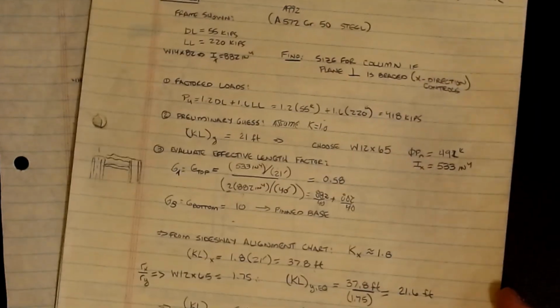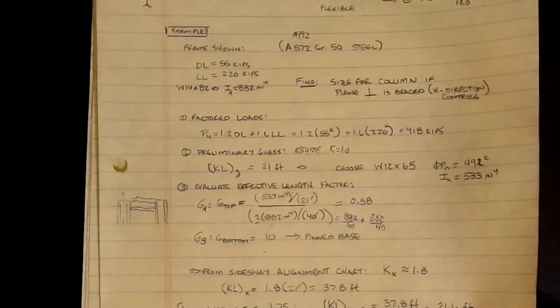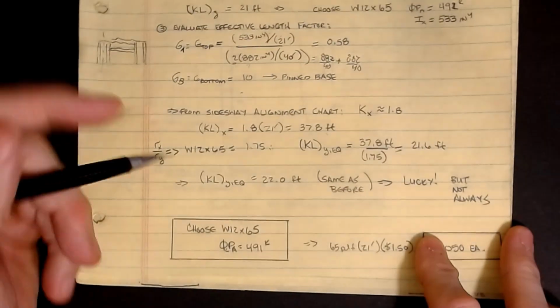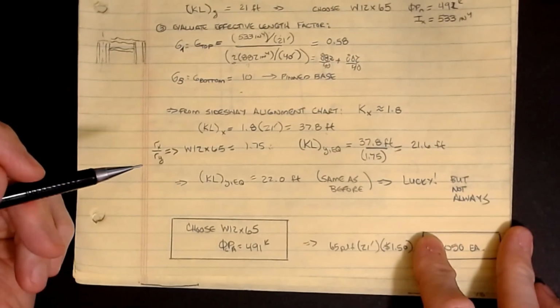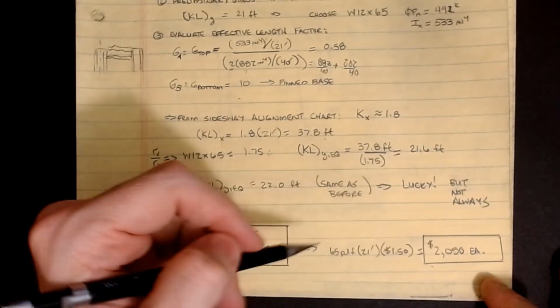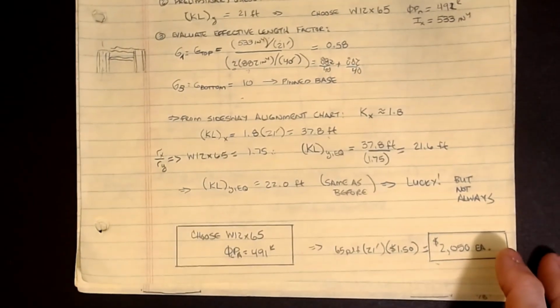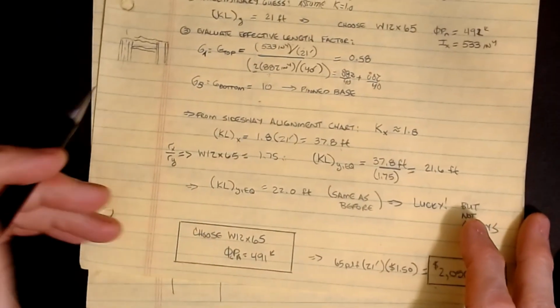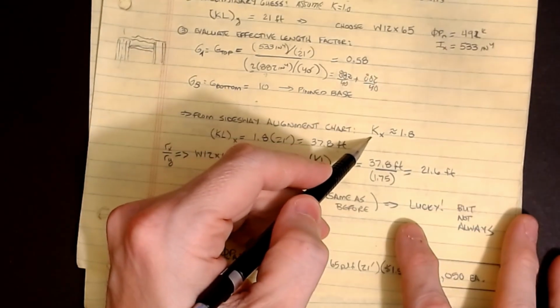The tables are not real difficult, it's pretty straightforward. To kind of wrap it up here, we're going to choose a W12 by 65. Its length is PN of 491 kips. If I run $1.50 a pound, this thing costs a little bit more than $2,000, as kind of a reference on that. So that's how you handle the alignment charts. All it is is a manipulation on getting a proper K value.